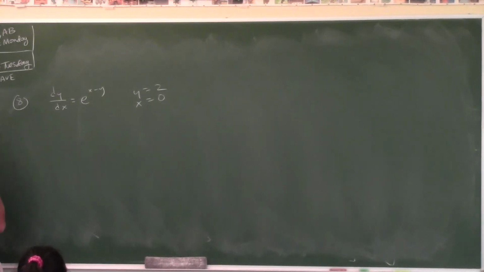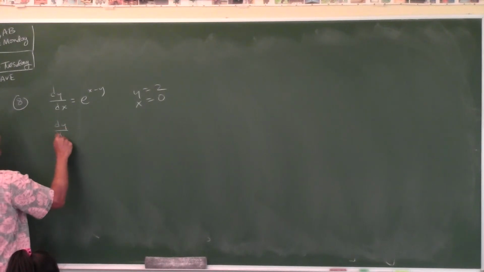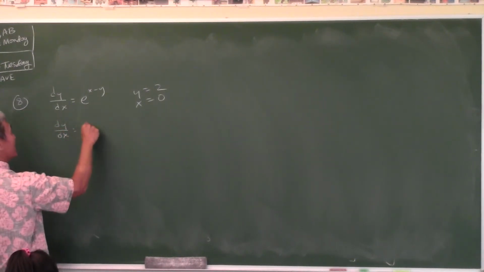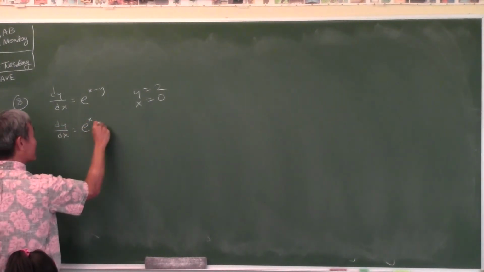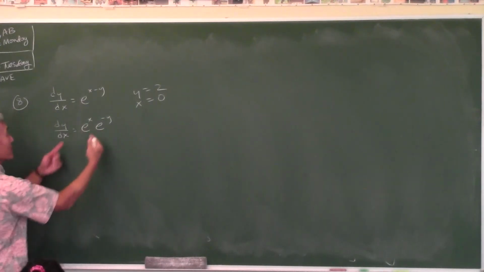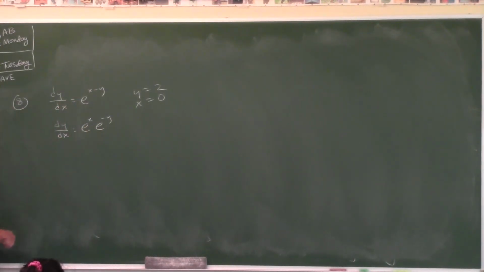Oh, separate. You have to separate how? Divide. E to the x over e to the y. Okay, there you go, Bailey had it. Isn't this the same thing as e to the x times e to the negative y, because you have to add the exponents? Yeah. Now you can separate the variables, I think.